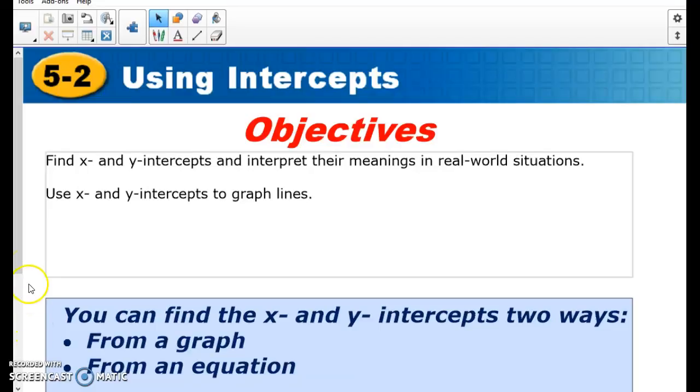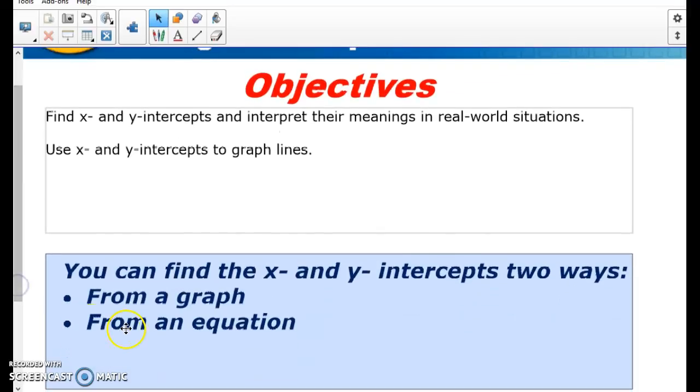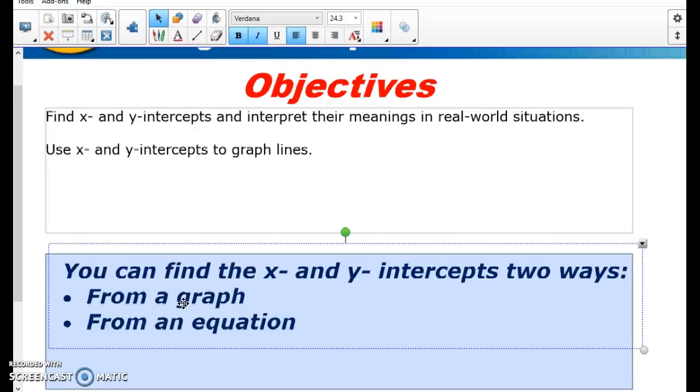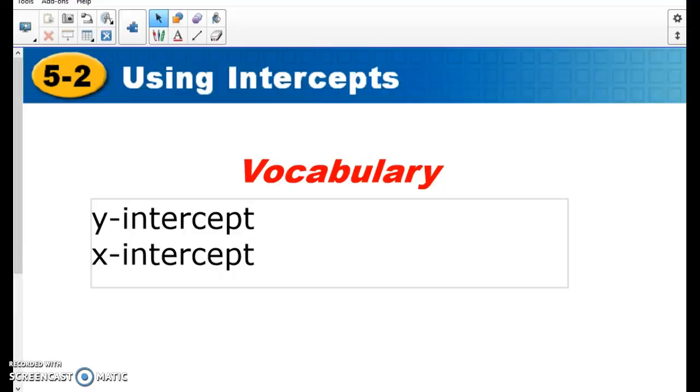As you can see from this first page, there's two ways that we can find intercepts. One, through an equation. The second way, through a graph. Again, if it ever wants you to graph and you can find it through the equation, which in my opinion is easier, then do not graph it. Do it whichever way you can do it.